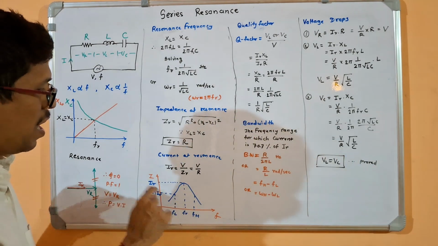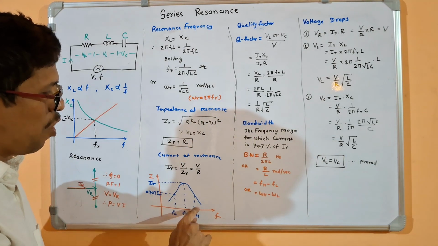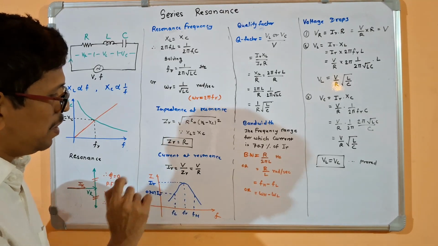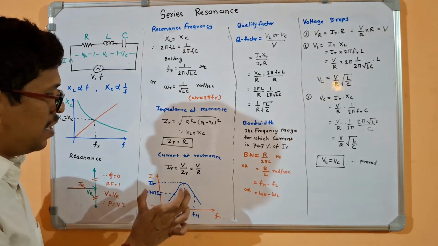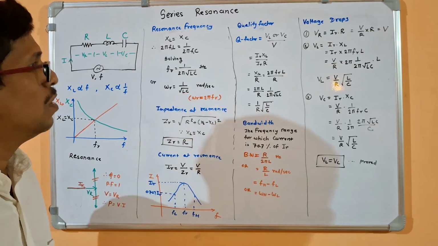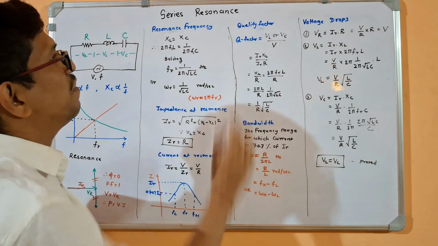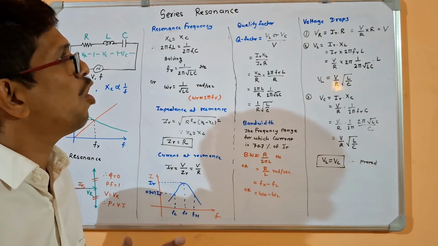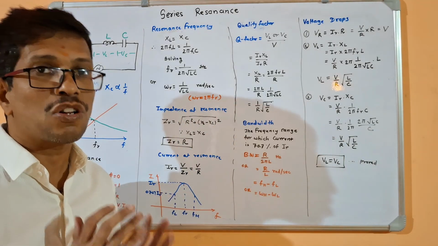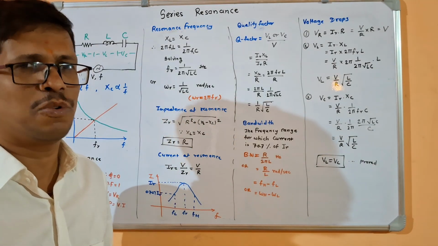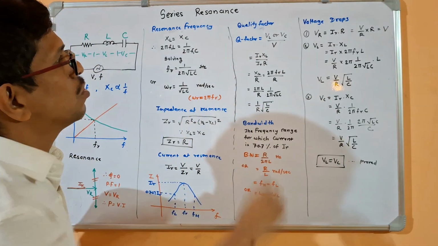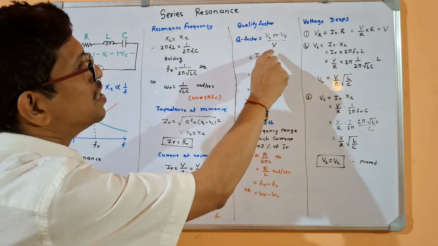This curve of I versus frequency, if you plot, what you will get? The current at resonance frequency will be maximum, and this curve is called as a resonance curve. Okay, now what is quality factor? Quality factor or Q factor is nothing but the ratio of voltage drop across inductor or capacitor, both are same, divided by the total supplied voltage. Okay, so it is nothing but VL or VC by V.